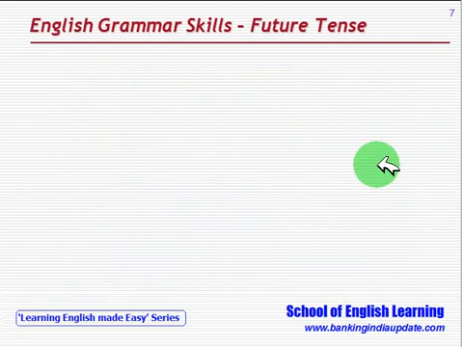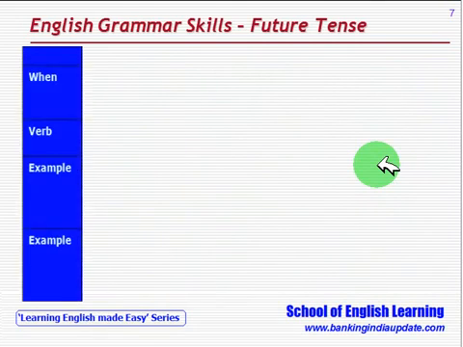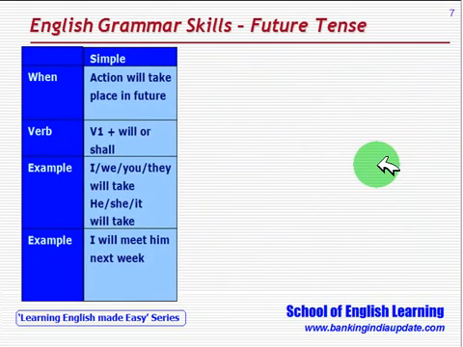Now we move to future tense. First of all, future simple. So future simple is used when an action will take place in future. Here the first form of the verb will be used along with will or shall.